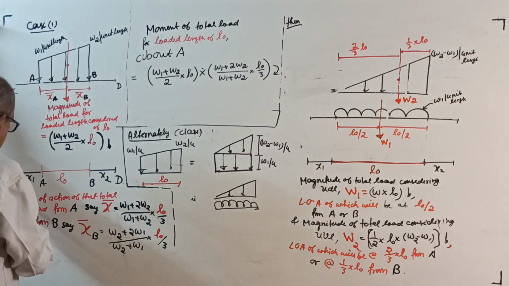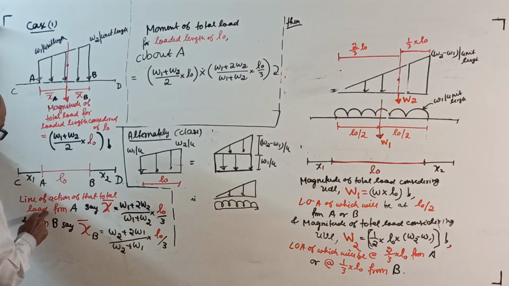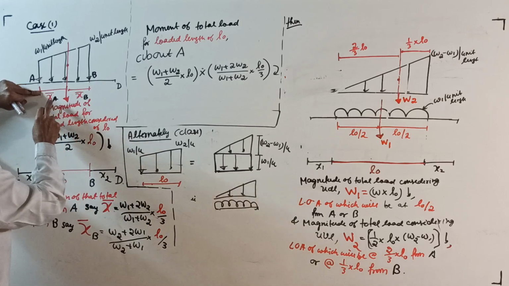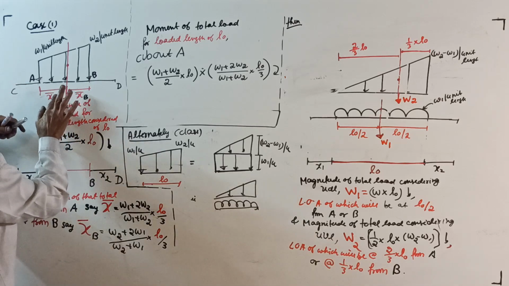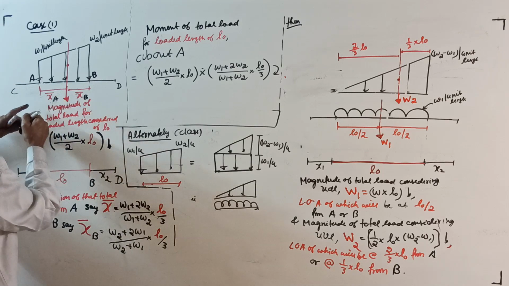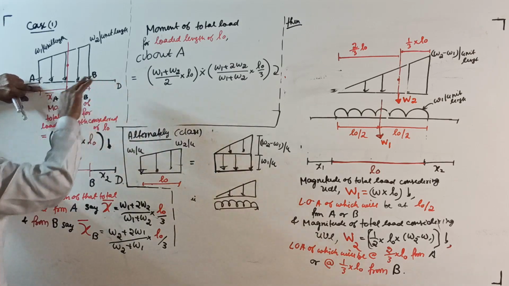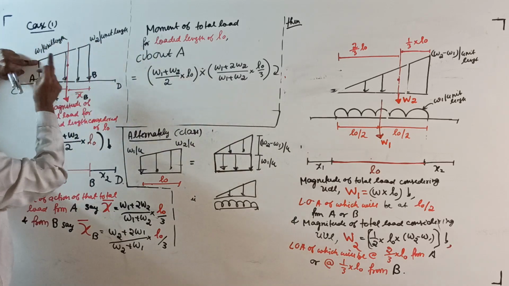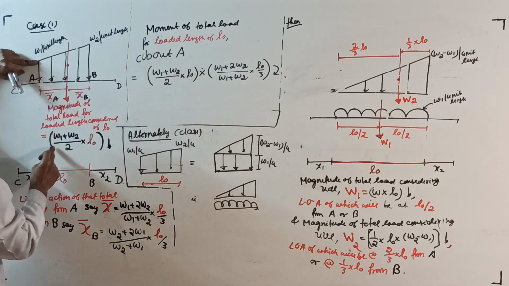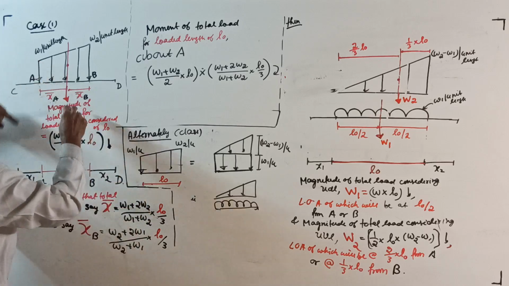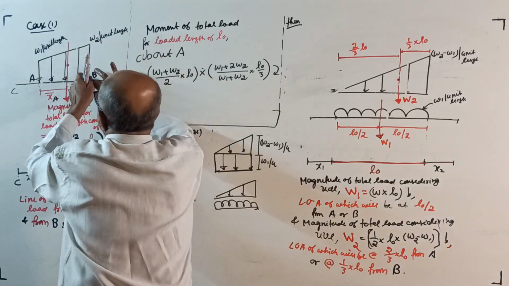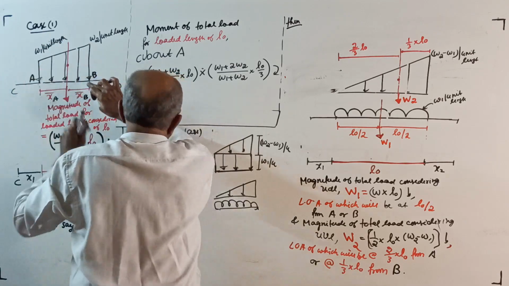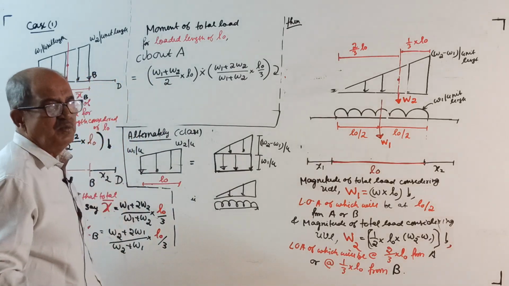And line of action of the total load from A, there is no space to write here. I will call it X A bar. X bar from A equal to W1 plus twice of W2 divided by W1 plus W2 into L0 divided by 3, or from B, W2 plus twice of W1 divided by W2 plus W1 into L0 by 3. These all told so many times.